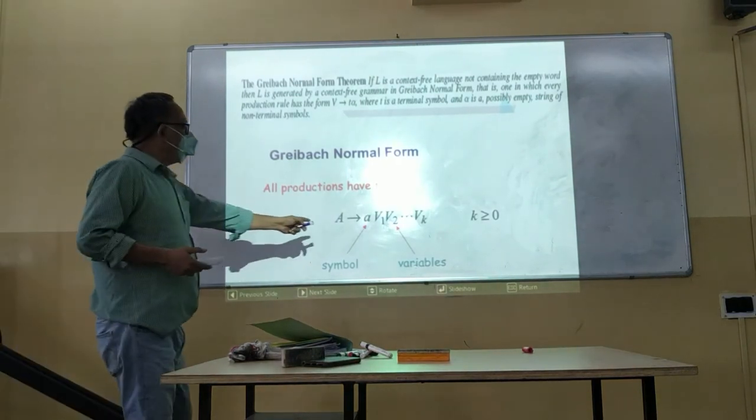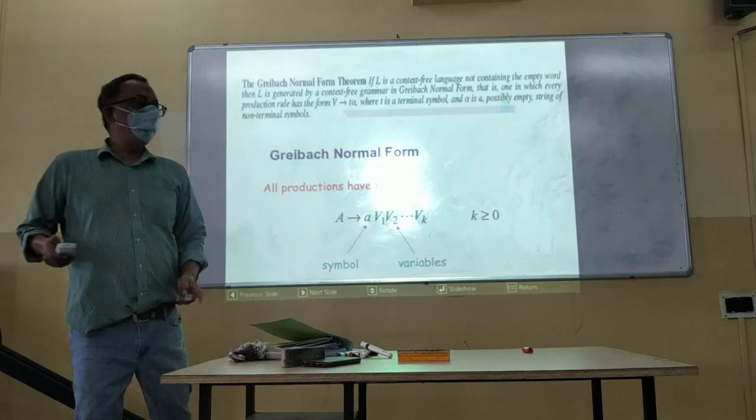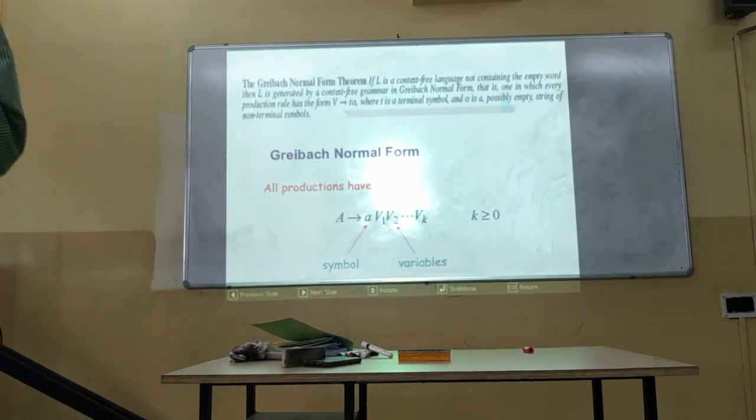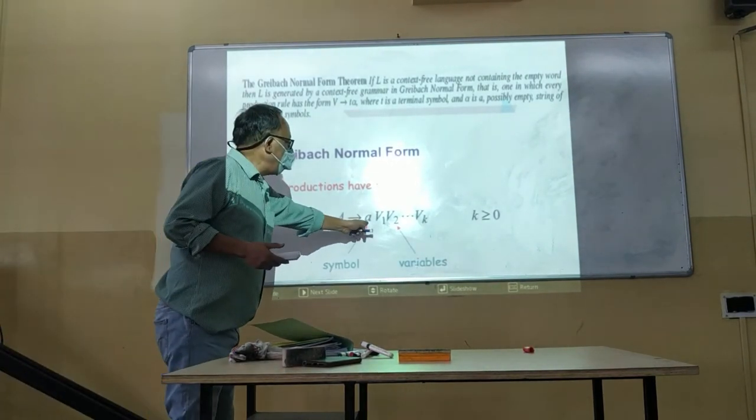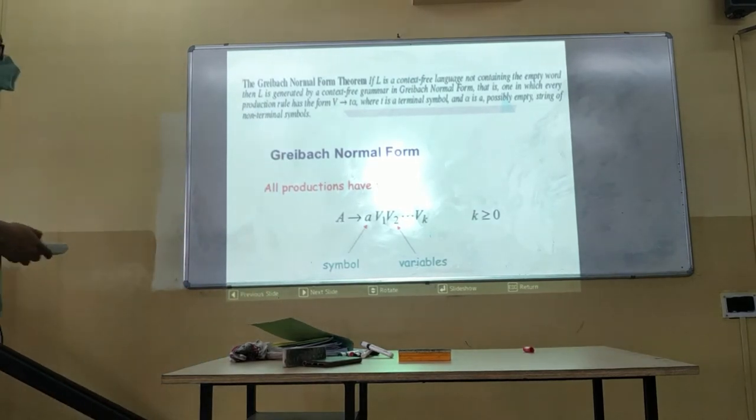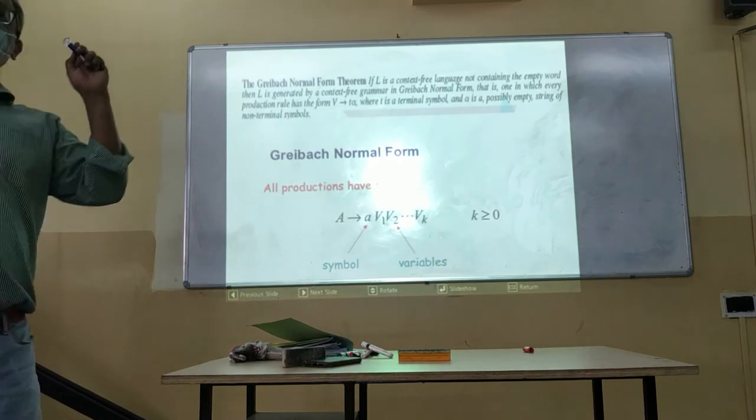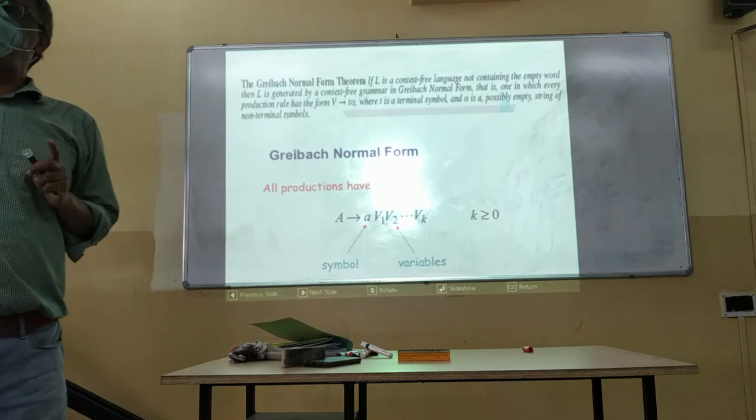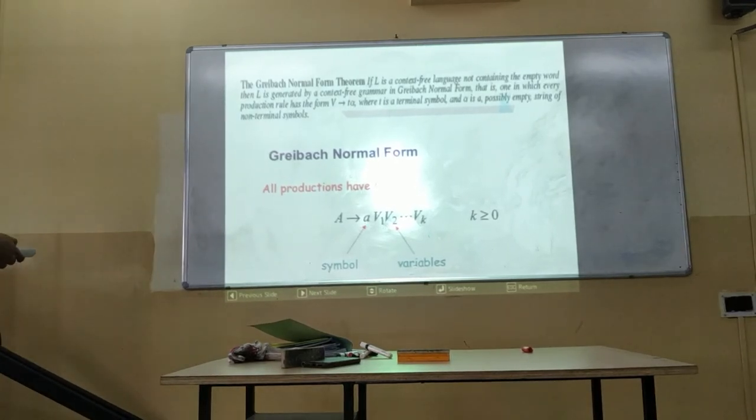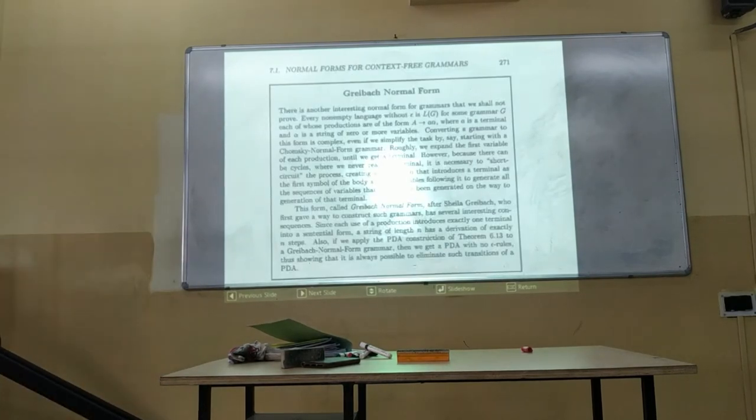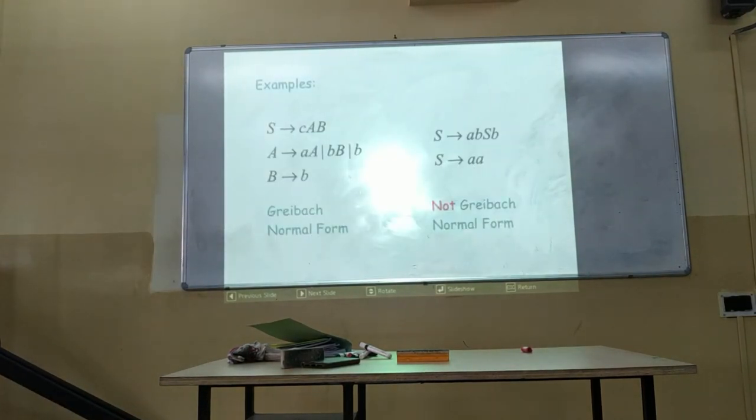What is the form? Left hand side, right hand side starts with a terminal followed by any number of variables. Chomsky said only two variables. And this says the right hand side has one terminal and any number of variables. This is Greibach grammar. Remember, all context free grammar can be converted to Chomsky's normal form and Greibach normal form. It is easier for parsing, to say. But more normal is Chomsky's normal form. Greibach normal form, which is your detail.